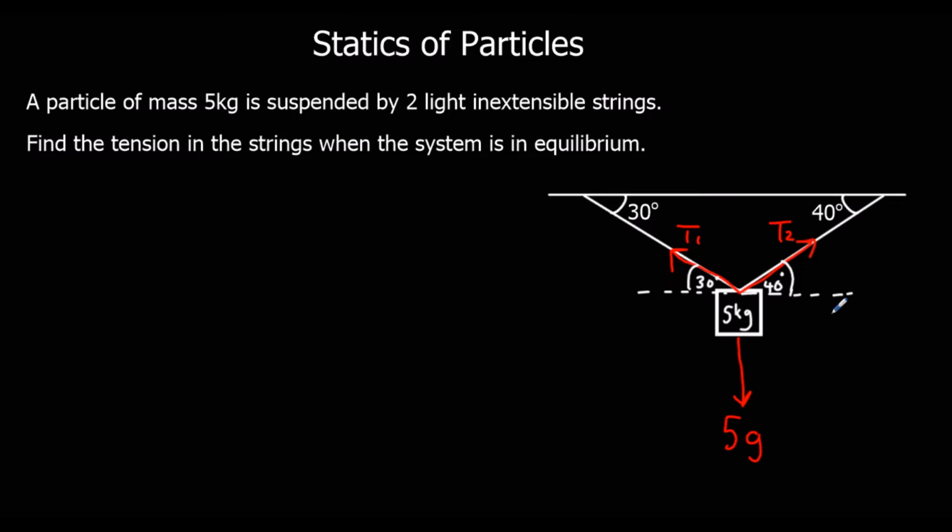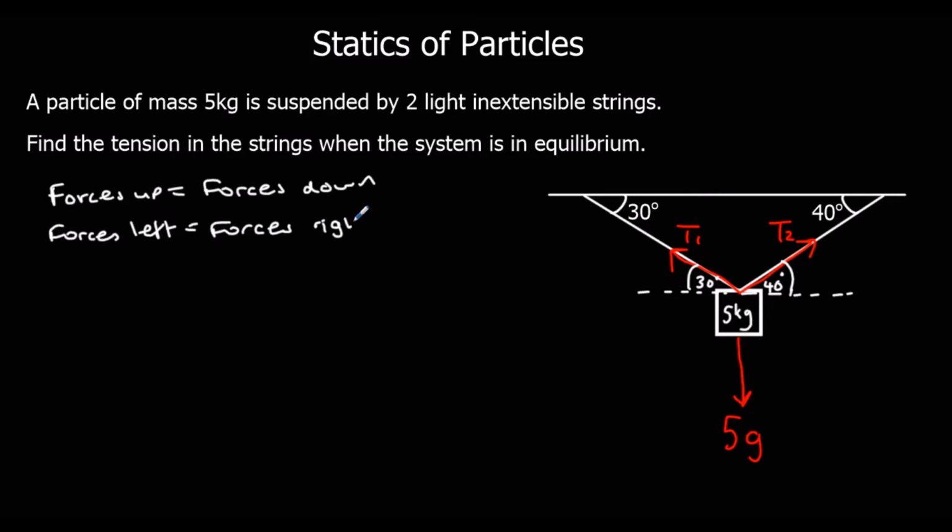So because the system's in equilibrium, because the forces are balanced, we can say forces up equal forces down, and forces to the left equal forces to the right. So we can look at forming these equations. Forces up equal forces down. So what forces are acting up? Well, we've got a component of the T1 force and a component of the T2 force.